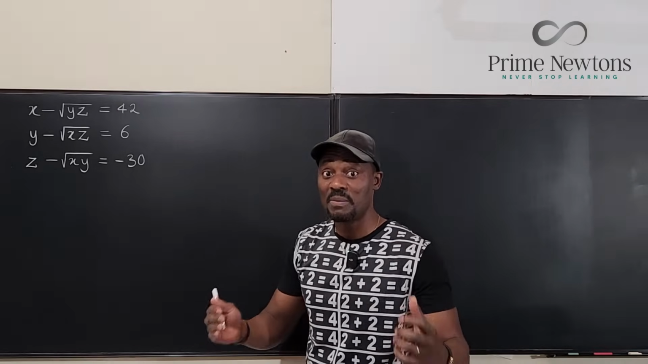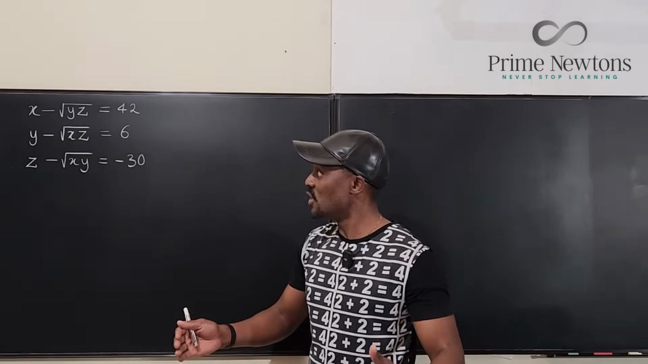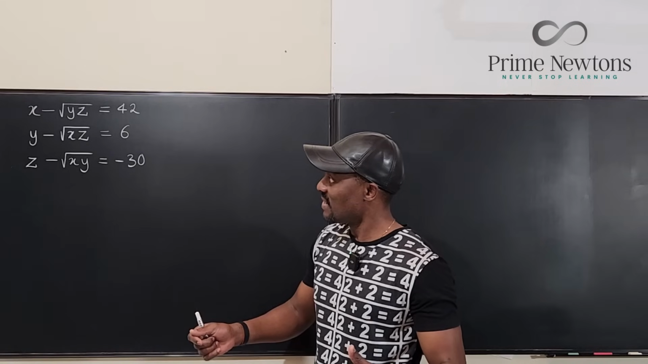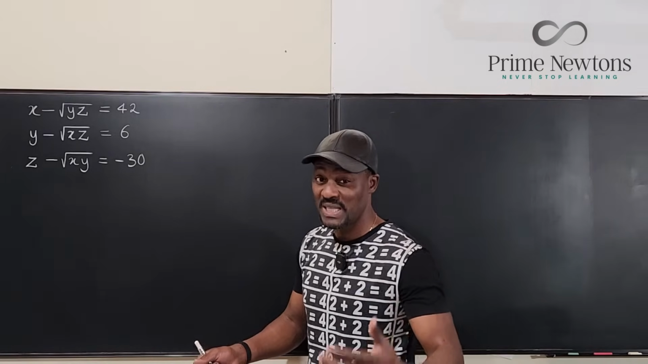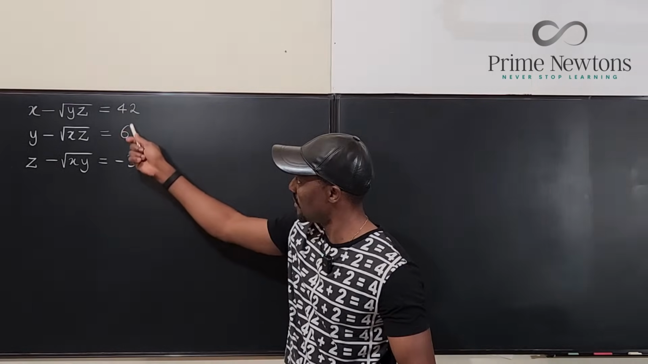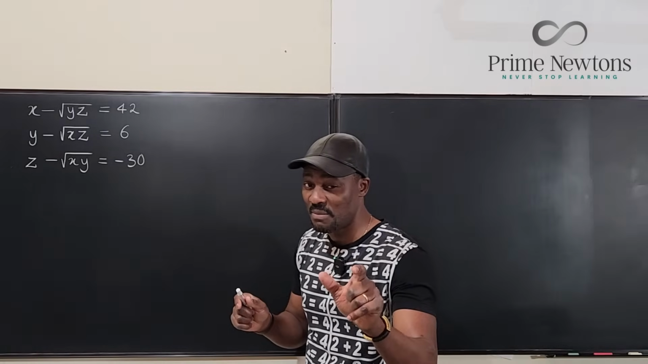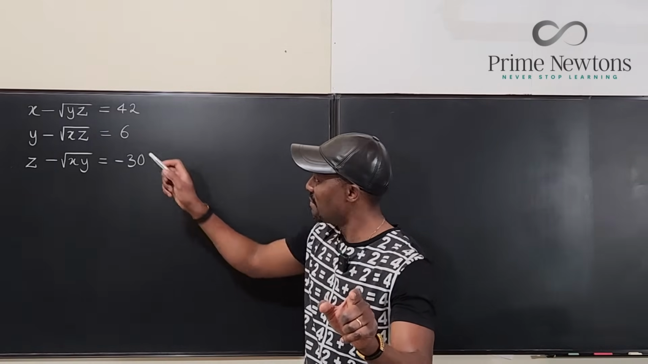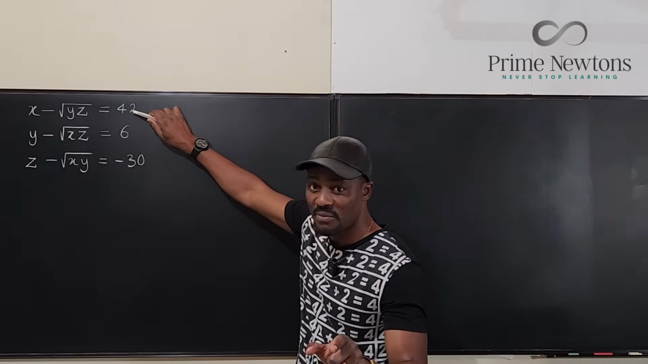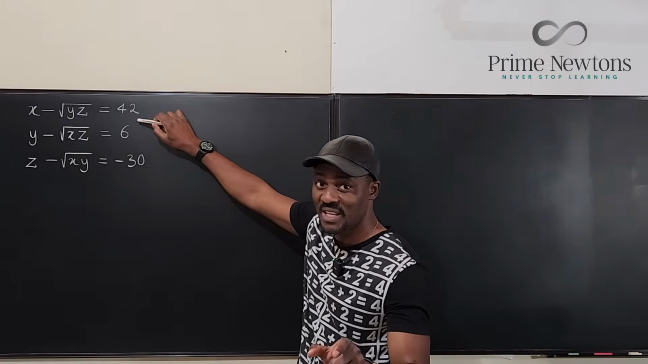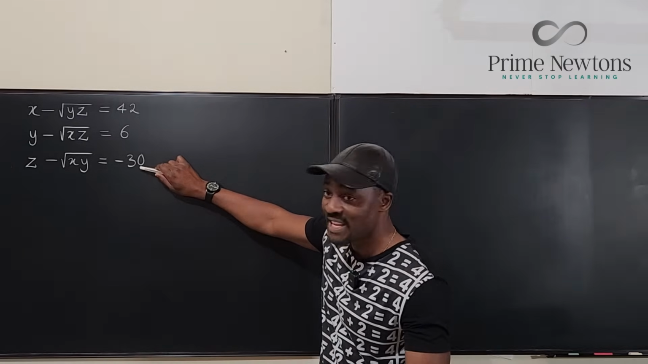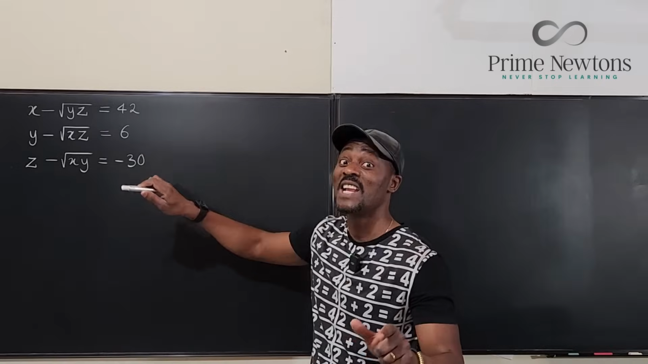It was difficult for me to guess the answer, and I knew that the numbers were most probably different because all the answers on the right-hand side were different. But there was something that was very similar. Look, if you subtract 6 from 42, you're going to get 36. If you subtract negative 30 from 6, you're going to get 36.